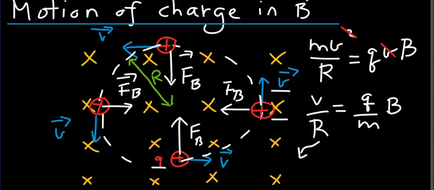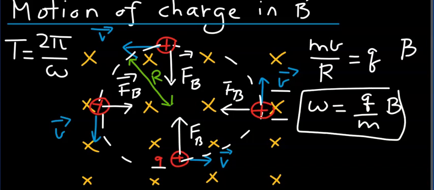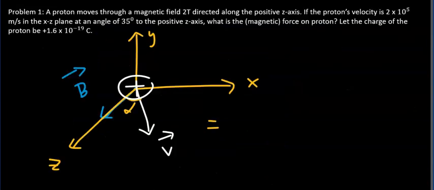This v over r is quite simply the angular speed of this charge as it moves around that uniform circular motion. Since period equals 2 pi over angular speed, we can use this equation to compute the time it takes for this charge to go one complete circle. Substituting this expression in here, we get the period for the motion to be 2 pi m over qB. Let's look at the following problem.